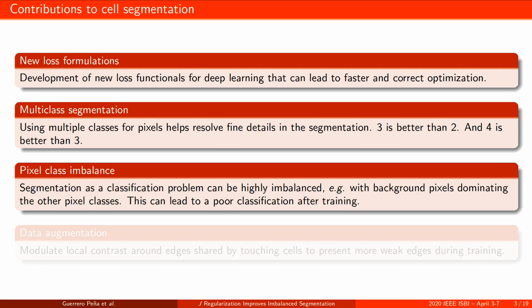The third area has to do with treating pixel imbalance. As we all know from experience, if left unattended, pixel imbalance can lead to a poor classification. In our previous works, we used weights to balance pixel classes. These weights depend not only on the number of pixels per class, but they are also driven by cell shape. It seems to be easier to segment a convex cell than a highly non-convex one. We now have a more elegant strategy to deal with imbalance.